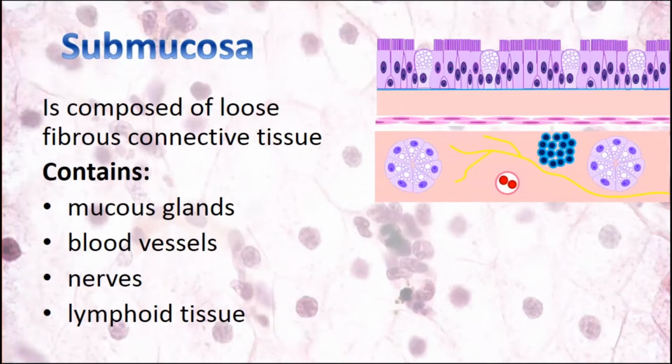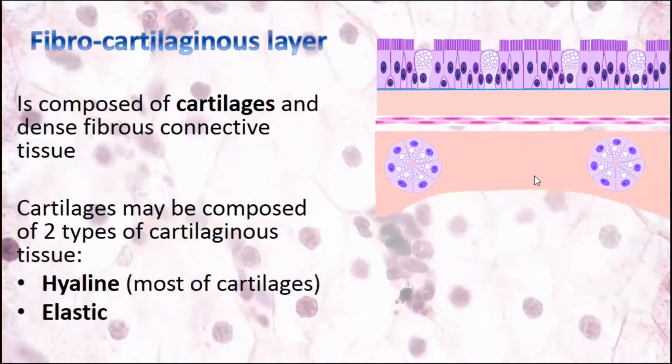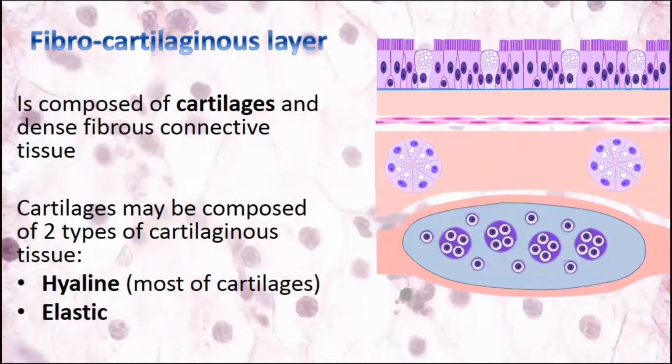And we have bronchus-associated lymphoid tissue, which is represented by lymphoid follicles, which are present in submucosa mainly, but also they may be present in mucosa of respiratory tract. And under submucosa, we have the next layer. This layer is called Fibrocartilaginous layer.